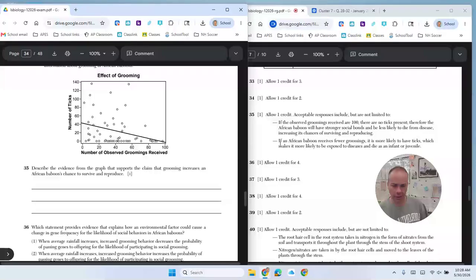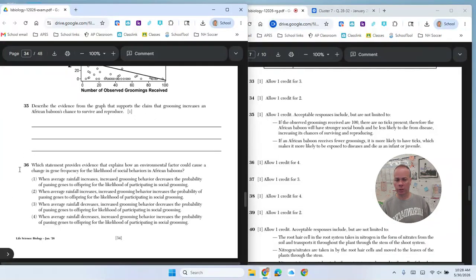I think this bottom choice in the scoring guide is probably closest to what you may have answered. If an African baboon receives fewer groomings, okay, down this side, it's more likely to have ticks, which makes it more likely to be exposed to these diseases. Or you could use the opposite. The more groomings there are, the fewer ticks, which would result in lower levels of infection, allowing for higher chances of survival and reproduction. Okay, so that's how you would answer that question. If you have something along those lines, plus 1 for question 35.